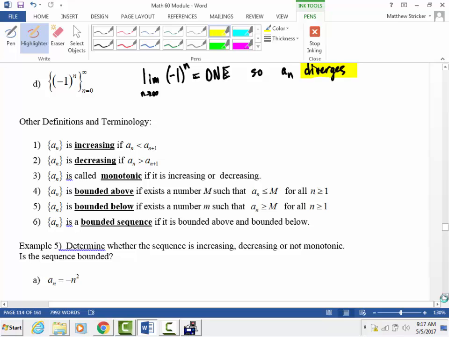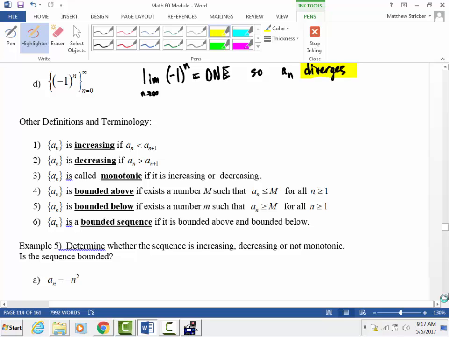If there's some bound on the sequence, we say that it is bounded above if there exists some m such that all the terms are less than that m. Okay? So if there's some value where every term in the sequence is less than that value, we say that it's bounded above by that value. If there's some value where every term in the sequence is greater than that, we say it's bounded below. And then a sequence is bounded if it's bounded above and below.